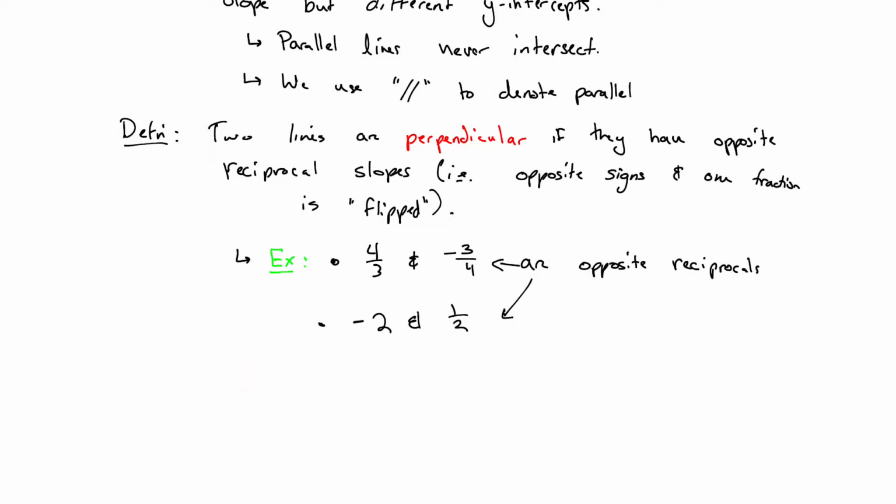The second little subnote is that perpendicular lines intersect at a 90-degree angle.